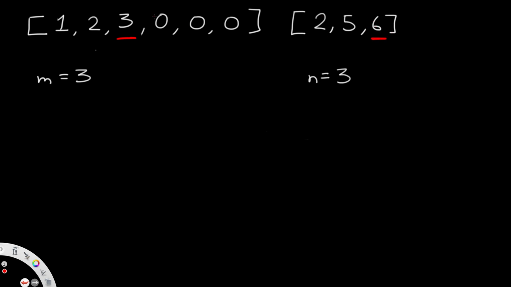Notice how 1, 2, 3 is sorted, and 2, 5, 6 is also sorted. Now what we're going to be doing is, at each step, making a comparison between these two. The comparison we're going to make is between 3 and 6 in this case. What exactly is greater? 6 is greater. We know 6 is from nums2, and the question is, where exactly do we put this value? One thing you want to realize is that all the changes we're doing are going to happen in nums1, and the length of nums1 is equal to m plus n.